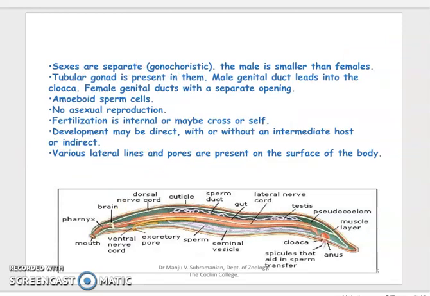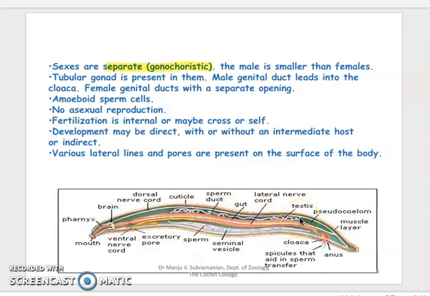Sexes are separate. They are gonochoristic, called gonochoristic. We can say that they are separate, or dioecious, with sexual dimorphism. The male is smaller than the female. You have seen the picture of this roundworm. The females are larger than the males. The tubular gonad is present in them. You can see the tubular gonad. Here you can see the testis, that is a tubular structure.